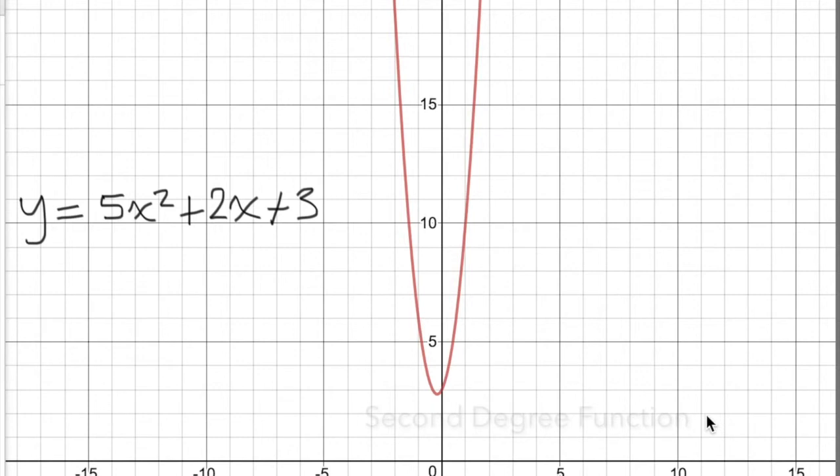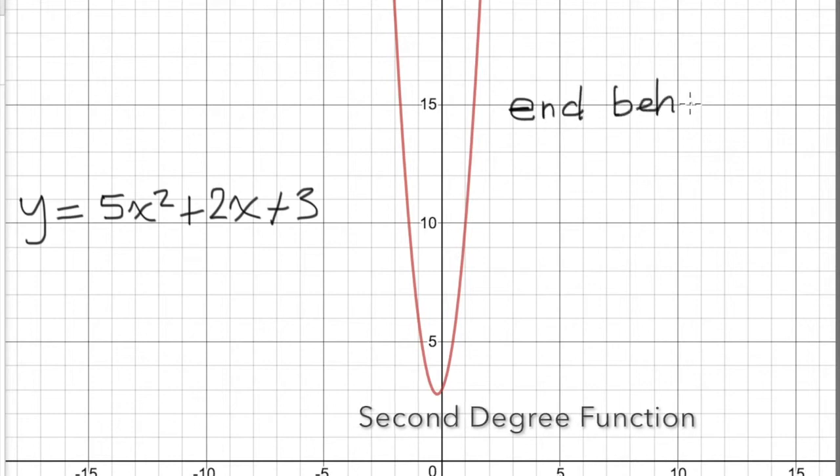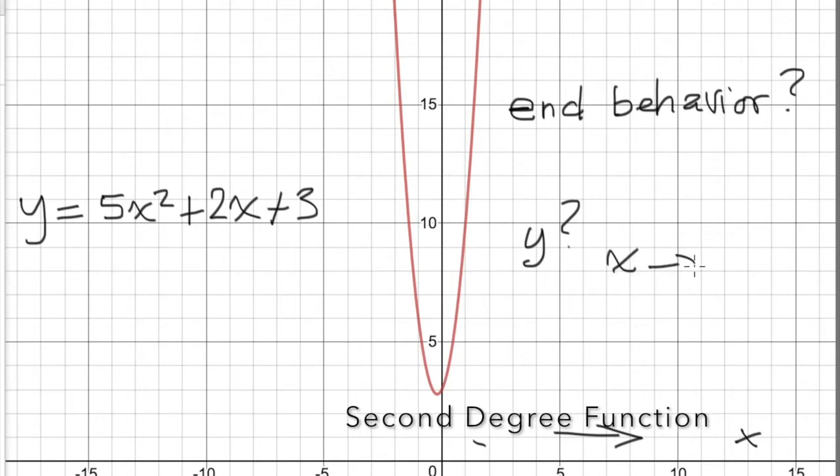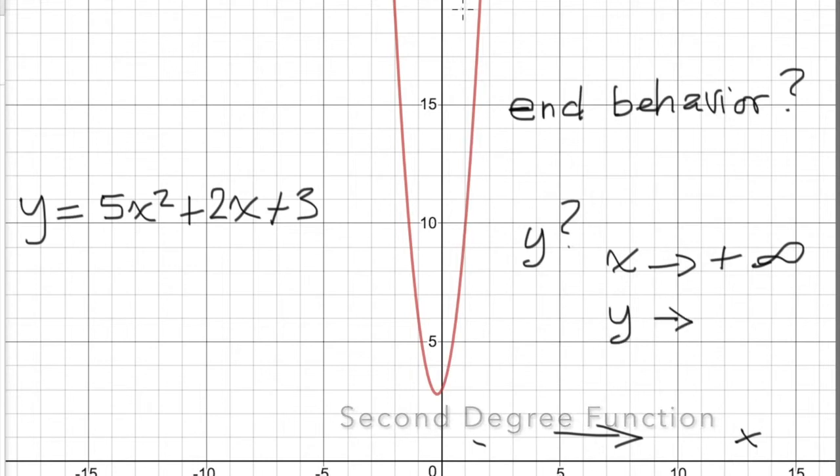Alright, and now we're going to work on the next equation, y equals 5x squared plus 2x plus 3. So this is a second degree function. So what is the end behavior? The way we define it is, what happens to y as x gets infinitely large? So the way we write it is as x goes to positive infinity, and as you can see, it's sort of like the linear function. As x goes to positive infinity, y goes to positive infinity.